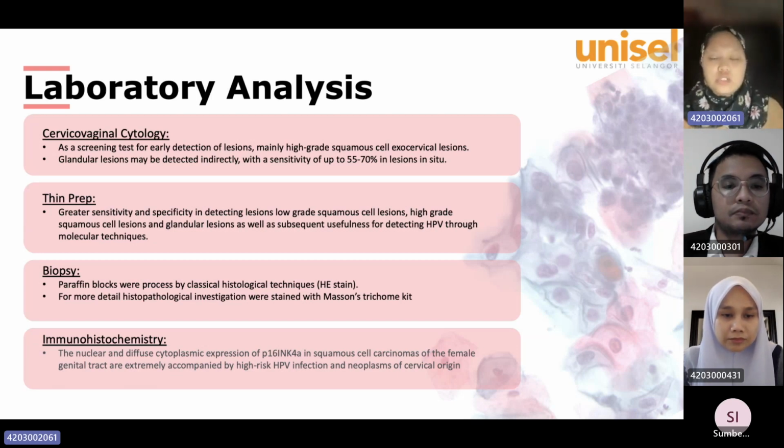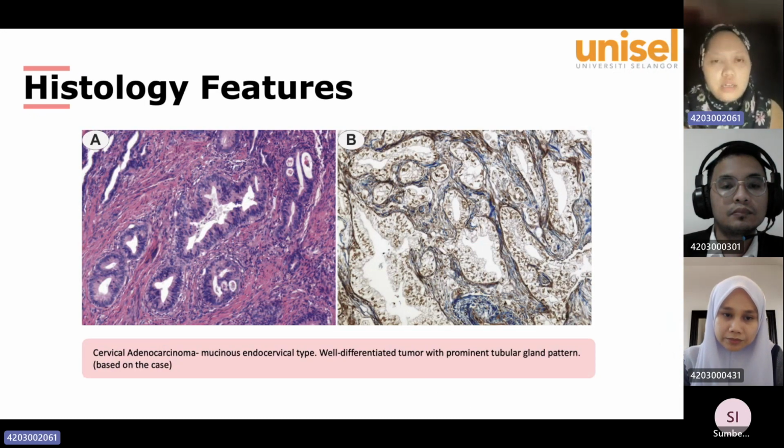Next, biopsy. Once the tumor appears, we take the tumor and do a biopsy. Paraffin blocks were processed by classical histological technique using hematoxylin and eosin stain. For more detailed histopathological investigation, it was stained with Masson trichrome kit. And then we do the immunohistochemistry. The nuclear and diffuse cytoplasmic expressions of p16INK4A in squamous cell carcinoma of the female genital tract are extremely accompanied by high-risk HPV infections and neoplasm of cervical origin. This is the histological features of the biopsy.